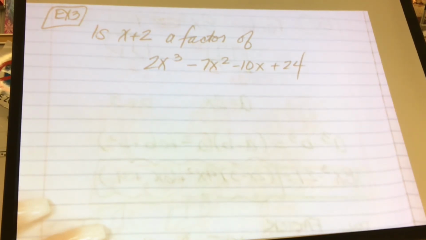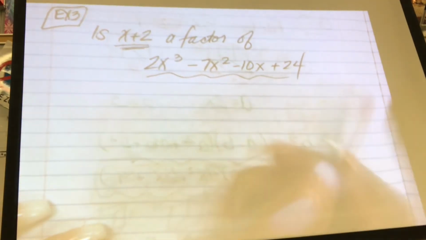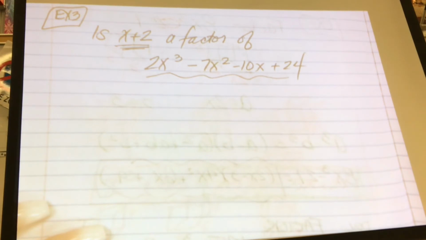Is 10 a factor of 100? Why? Because there's no remainder. Is 10 a factor of 15? Why not? Because there is a remainder. Is x plus 2 a factor of this polynomial? How can I find out?